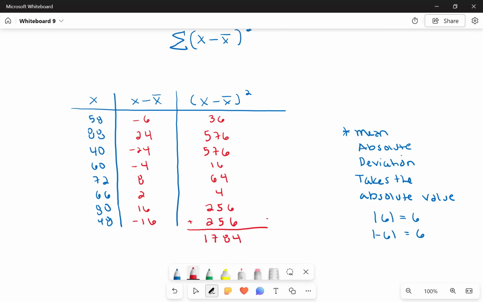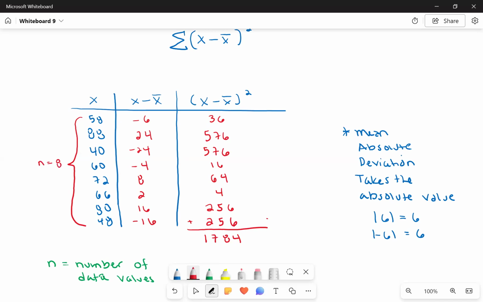Now, before I take the square root, I'm going to take the average, meaning I'm going to divide by how many data values there are. Now, in this problem, there are 8 data values. And we use n to represent the number of data values. So n equals number of data values. So in this case, n equals 8. There are 8 data values.